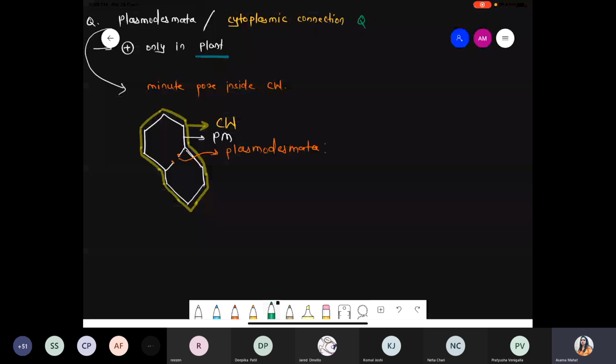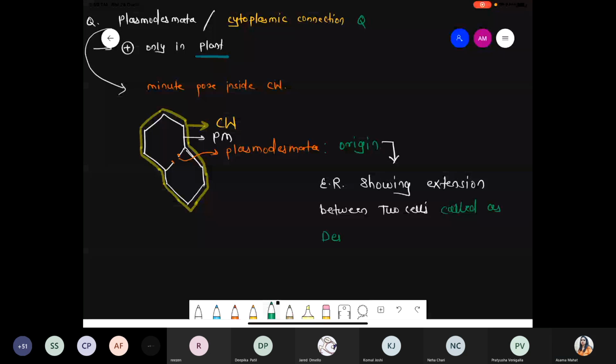But if I'm talking about the origin, how plasmodesmata get originated, a question related to origin is quite a hard-level question. At that time you have to remember: the endoplasmic reticulum, that is ER, shows extension between two cells, and such an extension is simply called the desmotubules.